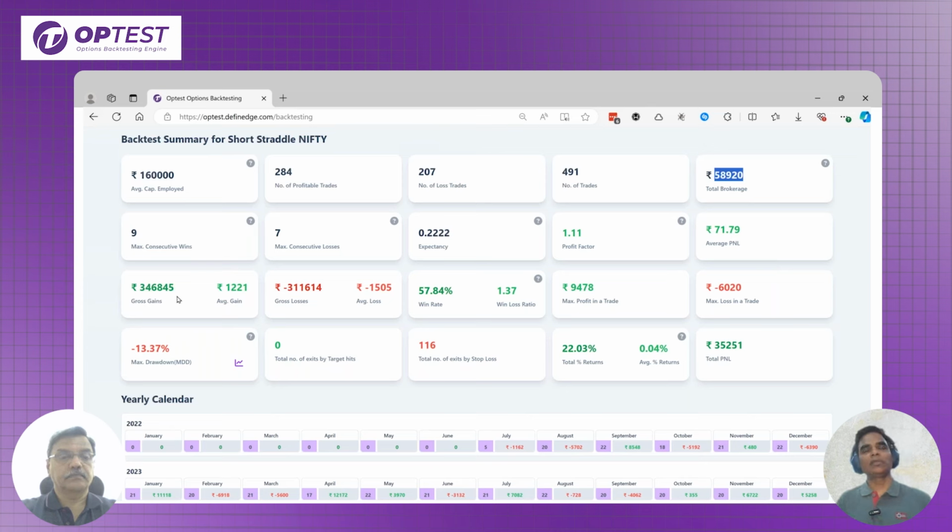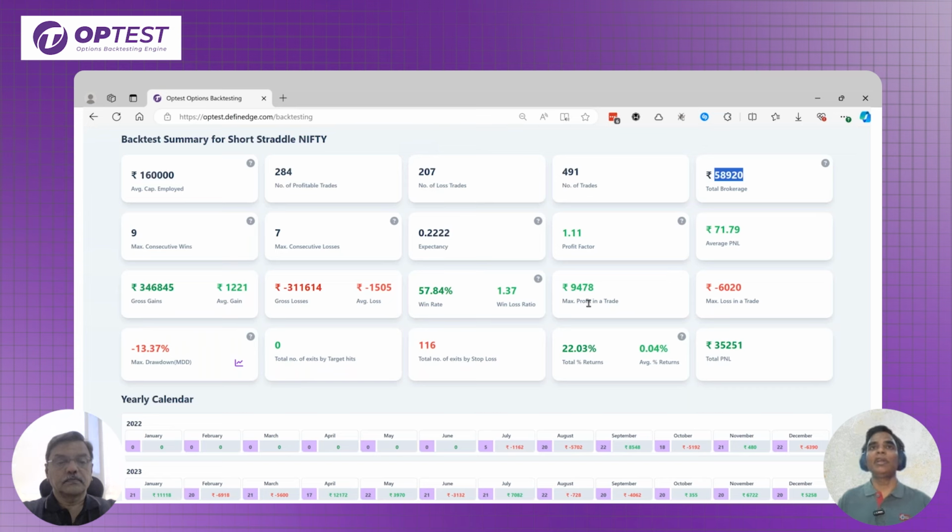Now gross gains, what are the total gains in the profitable trades? What was the average gain? 1200 rupees. What is the gross losses? On total, how much losses were there in the loss-making trades? And what is the average loss in those loss-making trades? 1500. Now, what is the win rate, right? So, if we have 284 divided by total number of trades, that will give you the win rate. 284 divided by 207, that will give you the win-loss ratio.